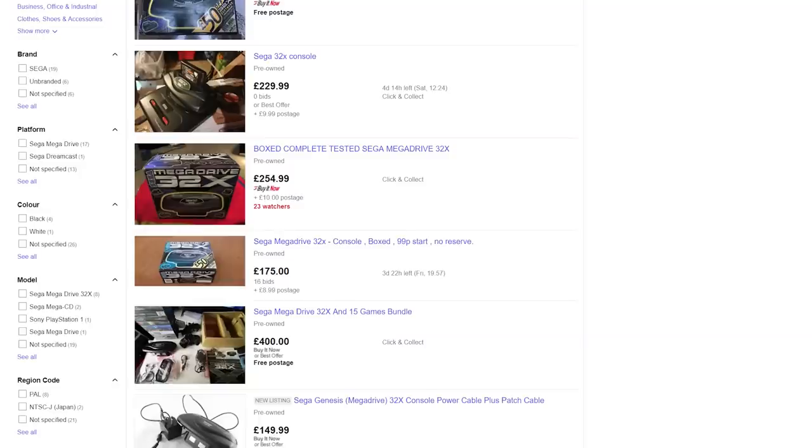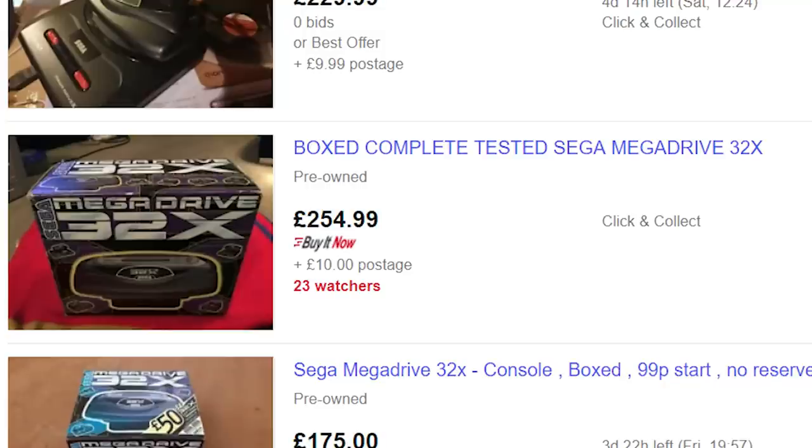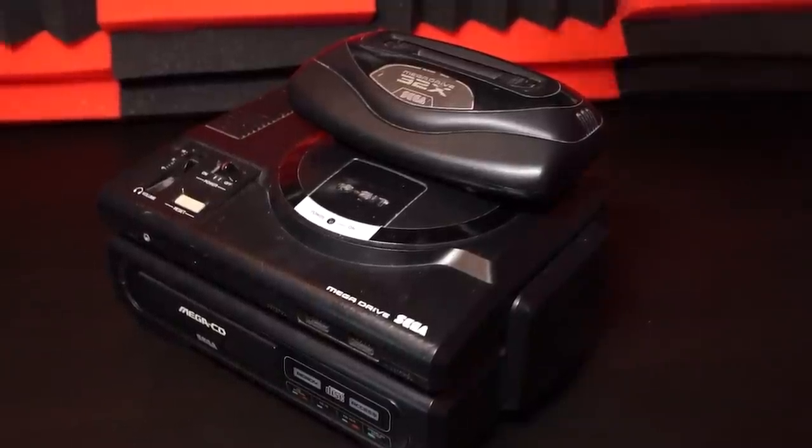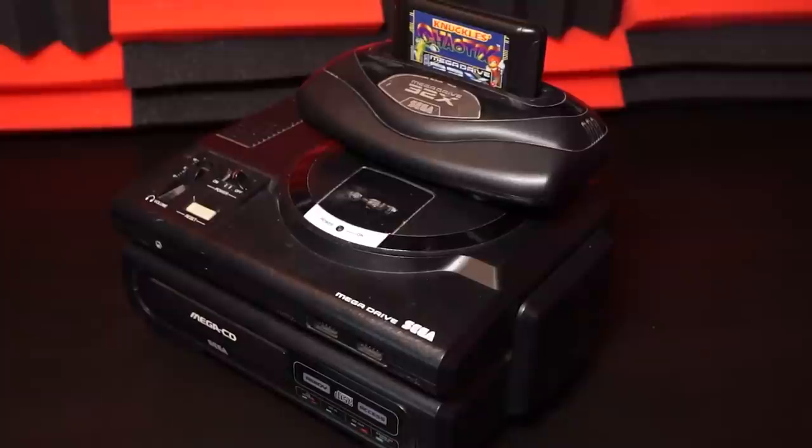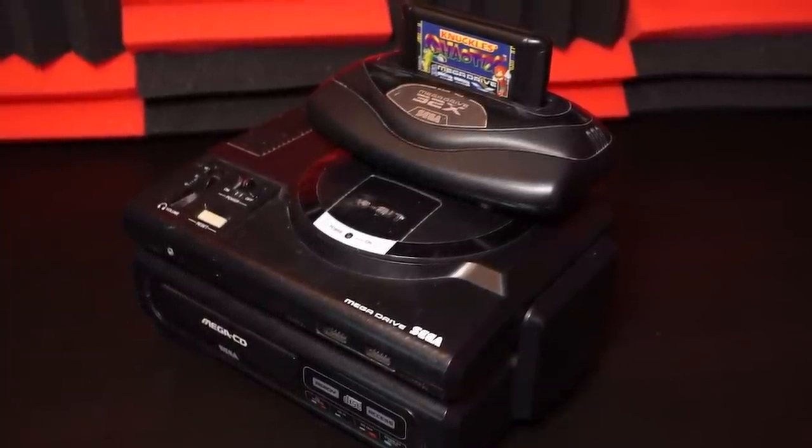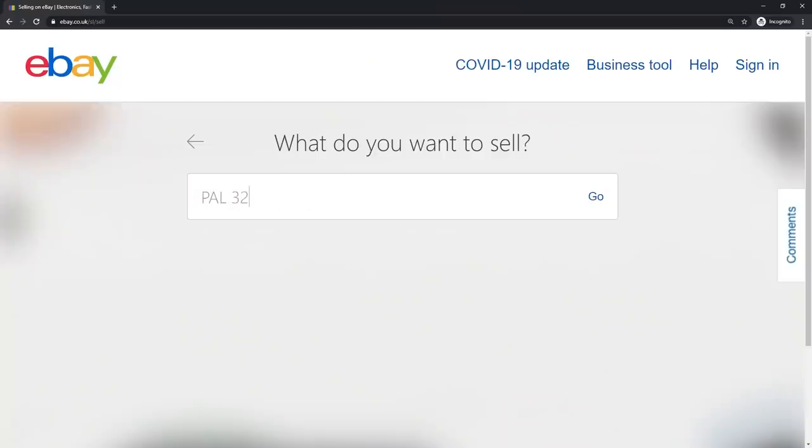Yeah, I'm not buying the Power 32X as well, not at that price. Fortunately for me, my good friend Stephen UK lent me his for this review. Thanks, mate. I'll definitely make sure to return this to you without a ransom.